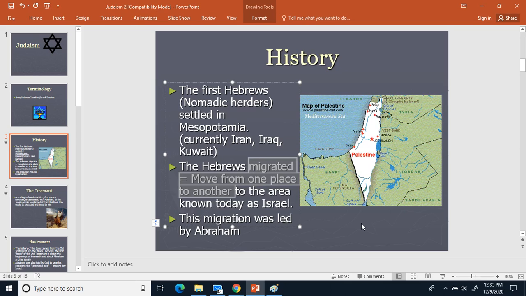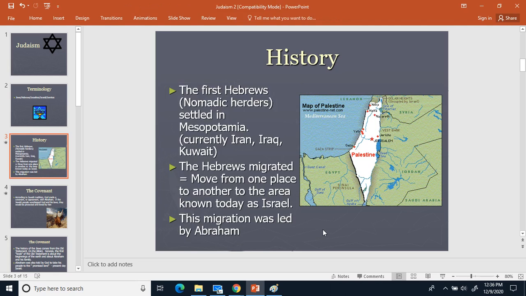So when the Hebrews migrated from Mesopotamia over to this area over here, the Palestine area, that's a migration. You migrated, you moved from one place to another. Go ahead and make a four. And we're going to write down led by Abraham. So four, led by Abraham. When the Hebrews migrated from Mesopotamia over to the Palestine area, modern day Israel, they were led by Abraham. And Abraham is going to be our founder for the Judaism religion.